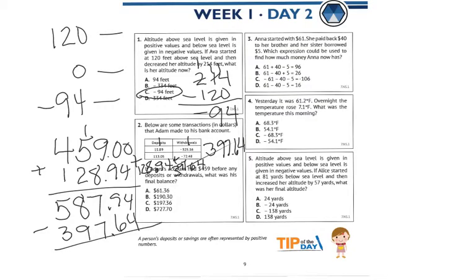Okay, so 4 minus 4 is 0. 9 minus 6 is 3. 7 minus 7 is 0. We'll have to make this an 18 and make this a 4. 9 and 9 is 18. 4 minus 3 is 1. So we are left with $190.30, and the answer is B.